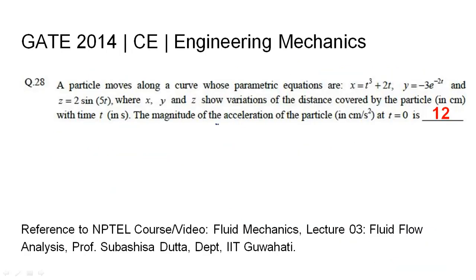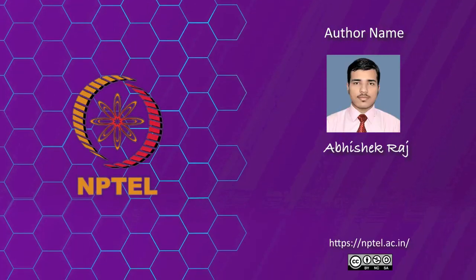So the magnitude of acceleration of the particle at t equals 0 is 12 centimeter per second square. The relevant NPTEL reference has been listed.